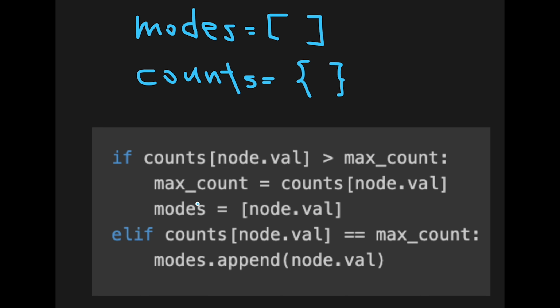And if that's not the case, the next case is when the occurrence of the current number equals max count. In that case, there is a possibility that we have multiple answers, right? So we just append the current value to the modes array so that we can return all the numbers. So that is a key point.